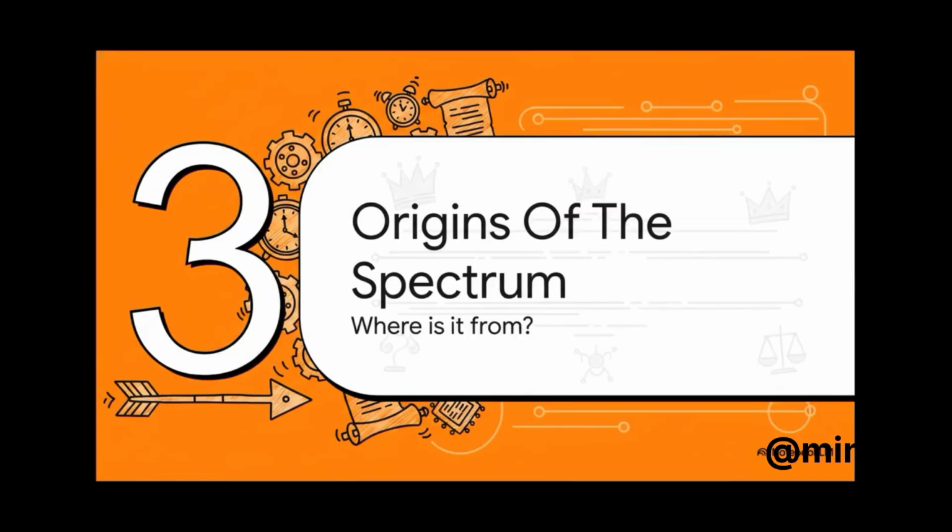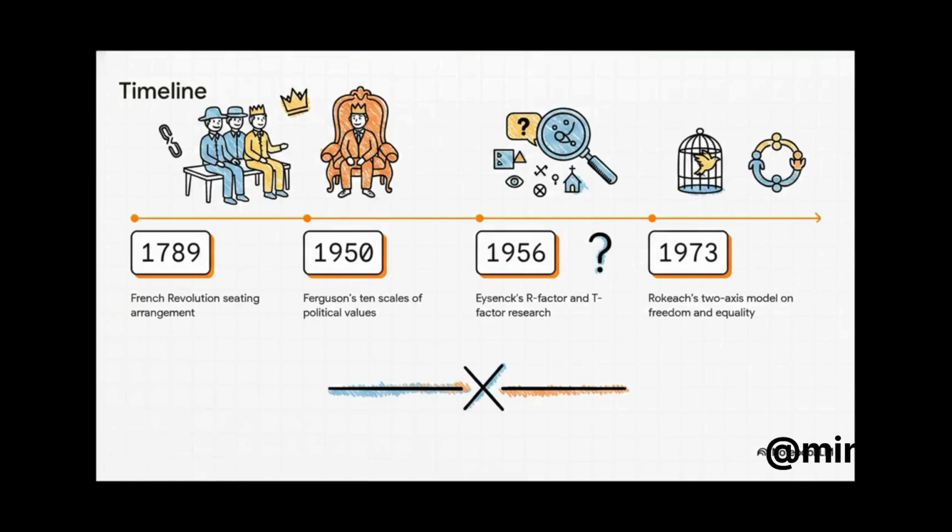Which brings us to Section 3, origins of the spectrum. Where did the line come from? We rely so heavily on this left-right line to define the world, but where did it actually originate? It's older than you might think. Believe it or not, the terms left and right actually started as a seating chart. During the French Revolution in 1789, the aristocracy, who supported the old royal order, literally sat on the right side of the assembly. The commoners, who supported republicanism and secularism, sat on the left.